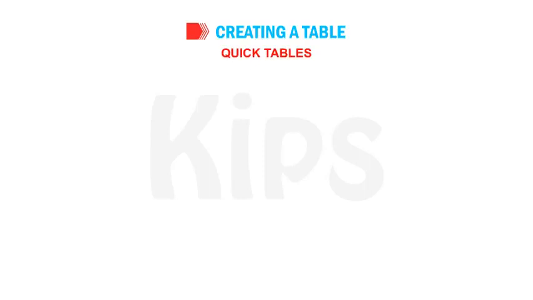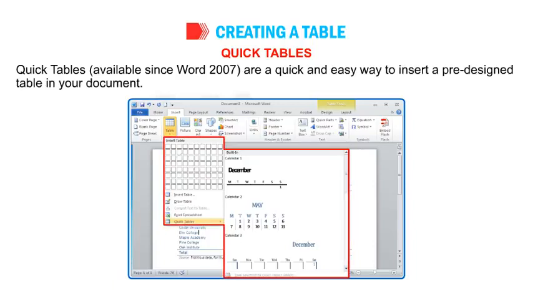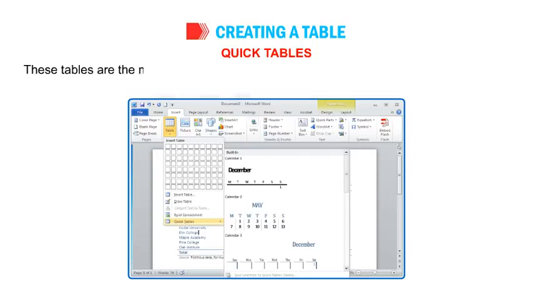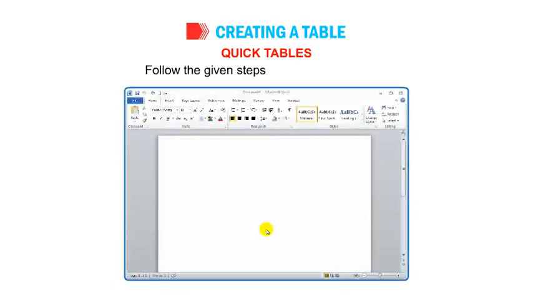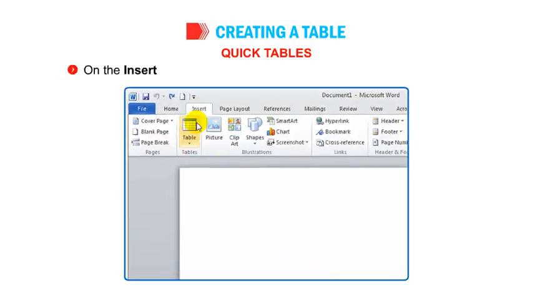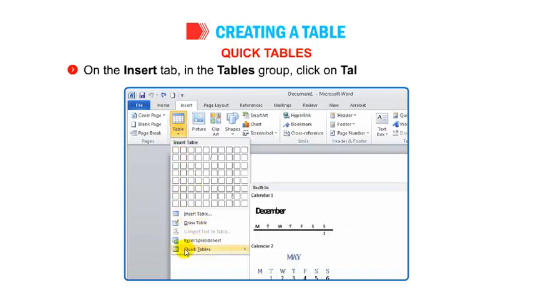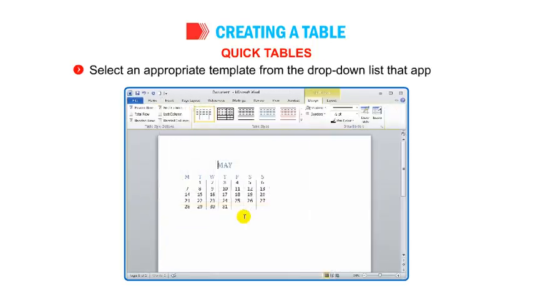Quick Tables. Quick tables, available since Word 2007, are a quick and easy way to insert a pre-designed table in your document. These tables are the most commonly used table layouts saved in the Quick Tables gallery as building blocks. Follow the given steps to insert a quick table. Click where you want to insert a table. On the Insert tab in the Tables group, click on the table, then go to Quick Tables. Select an appropriate template from the drop-down list that appears.